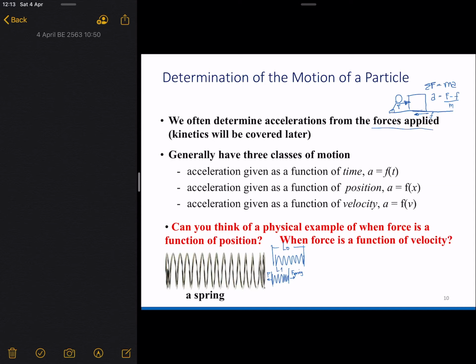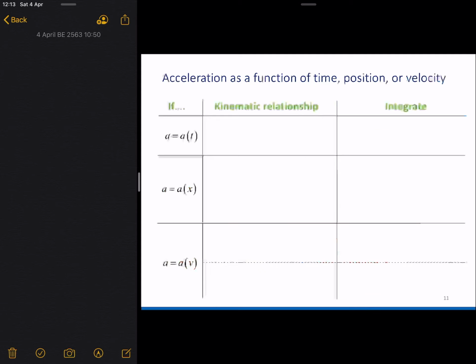And what about velocity? You can see sonic booms when we travel really fast, and then there is a drag force caused by the velocity if you travel too fast, right? And here is the acceleration as a function of time, position, and velocity.